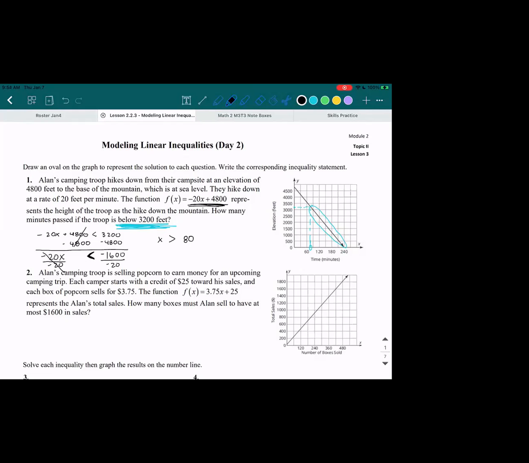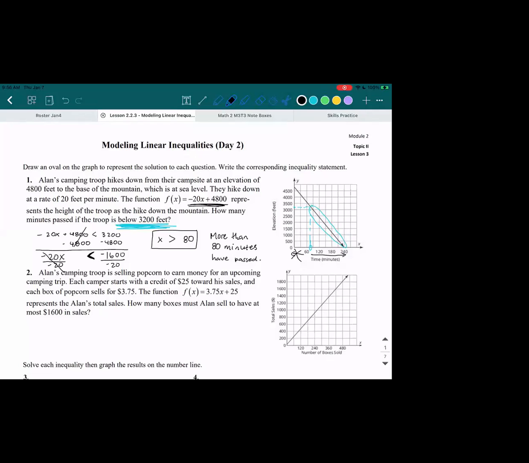You can also look on the graph: we're circling the part to the right of 80. That has to be greater than 80. You don't want x is less than 80. This side would be wrong. So our final answer is x is greater than 80. So how many minutes have passed if the troop is below 3,200 feet? More than 80 minutes have passed. Okay, and I'm going to give you guys some time to write that out and to ask questions.